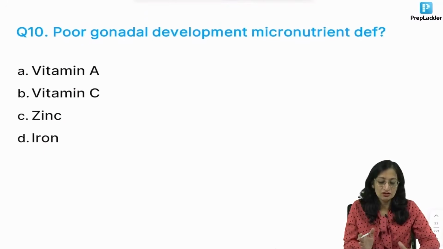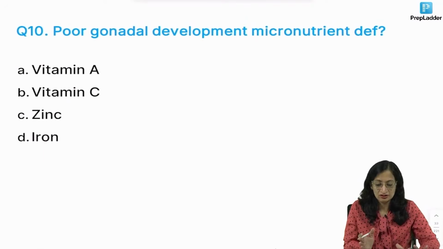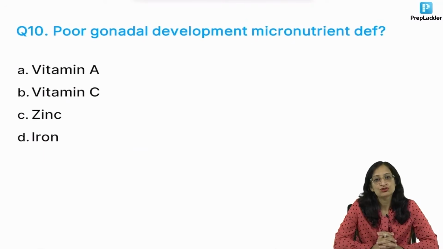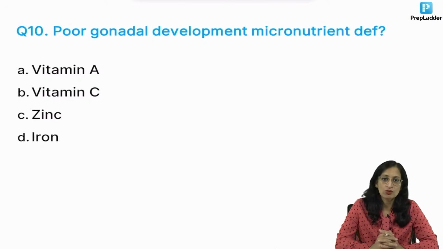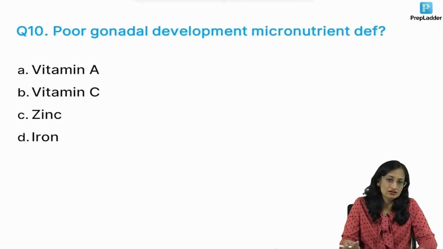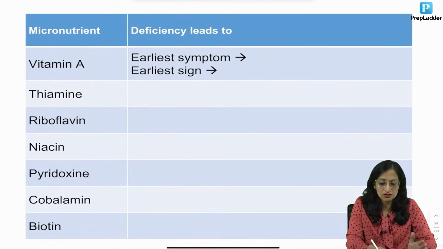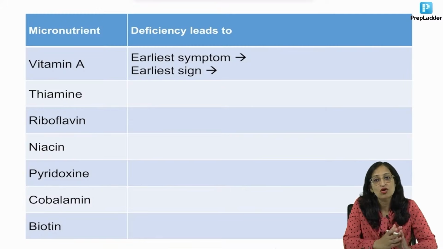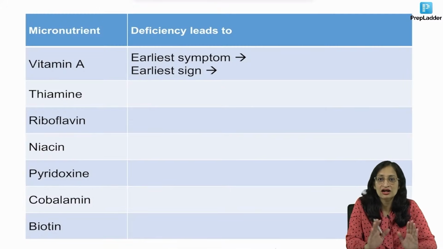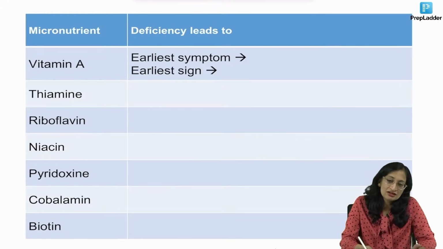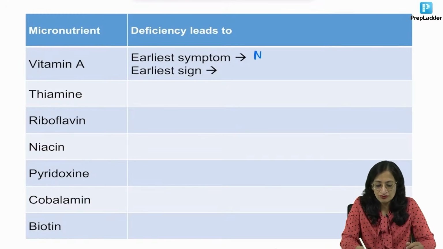Moving ahead, poor gonadal development is seen in which micronutrient deficiency? Is it vitamin A, vitamin C, zinc or iron? So yes, micronutrient deficiencies remain a very important topic. So a few micronutrients and their deficiency features, let us see. Vitamin A, we know its deficiency causes night blindness and it causes all sorts of xerophthalmia. You have the entire WHO grading, but the earliest symptom of vitamin A deficiency is night blindness.